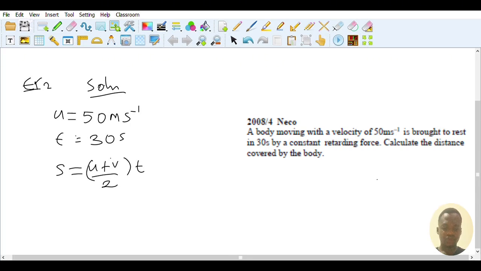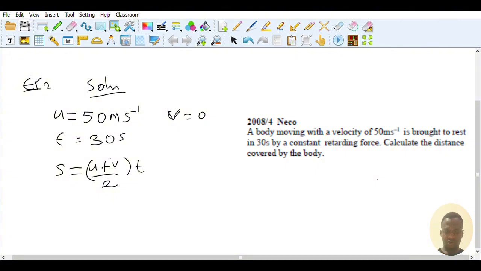Okay, how do we know V? Because the car was brought to rest. Again, it had an initial velocity of 50 meters per second, and then it was brought to rest. So the final velocity is going to be 0. So V is going to be 0. If a car starts from rest, initial velocity is 0. But if a car is brought to rest, then final velocity is what?